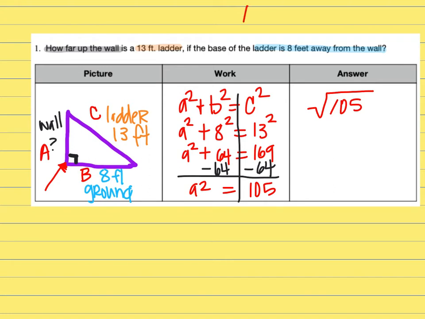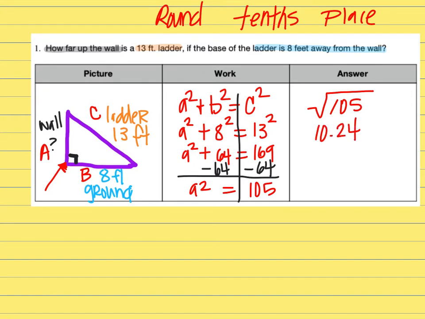And then in the directions, it said this time round to the tenths place. I know that I told you guys go to the hundredths place unless otherwise told to. So this one, the directions on your assignment say round to the tenths place. When you type that in your calculator, it is 10.24. And since we're going to the tenths place, we're going to look at the hundredths place digit. That's not big enough to round up. So we're going to say it's approximately 10.2 feet up the wall.